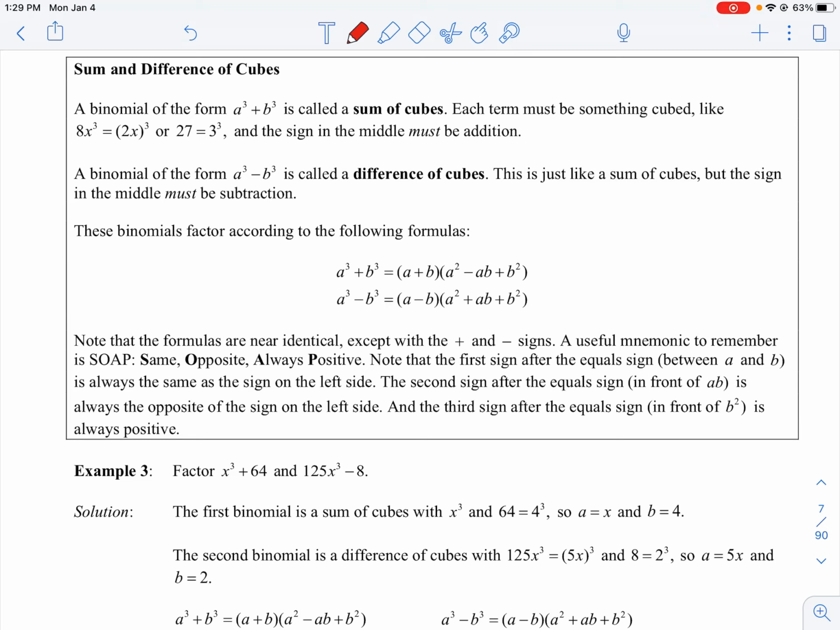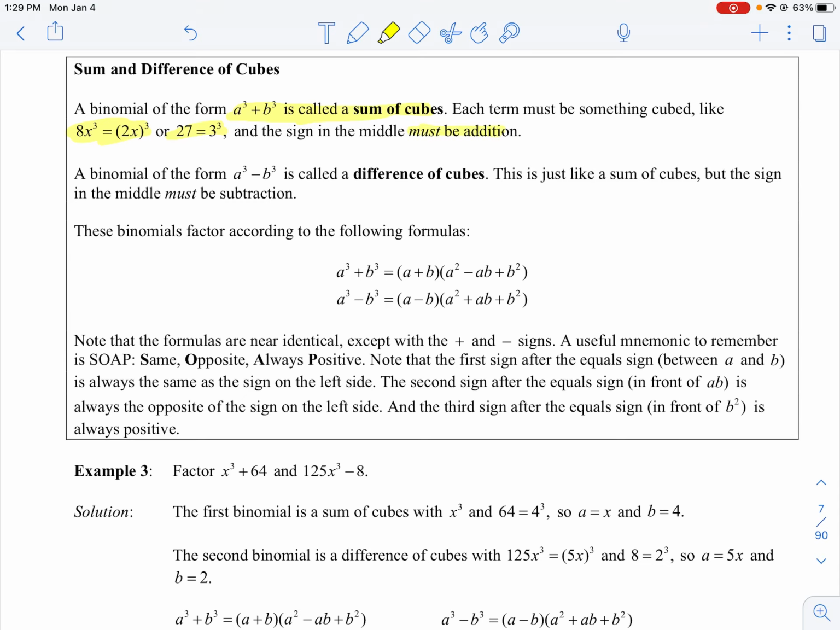A binomial in the form a cubed plus b cubed is called sum of cubes. Each term must be something cubed, like 8x cubed, which can also be simplified into 2x times 2x times 2x, or 2x to the power of 3. Or 27, which can also be 3 times 3 times 3, or 3 cubed. And the sign in the middle must be addition.